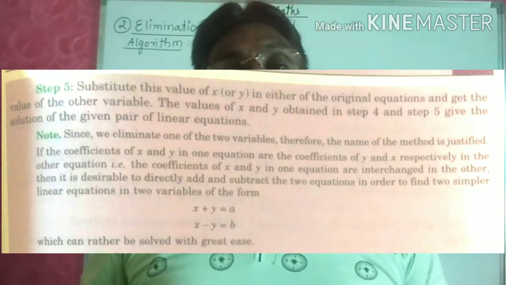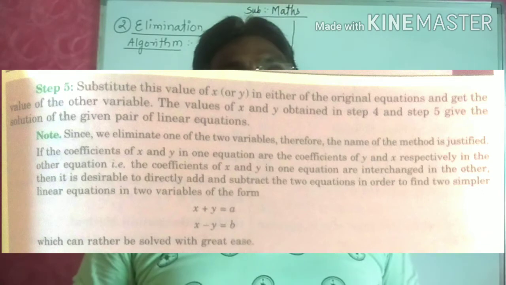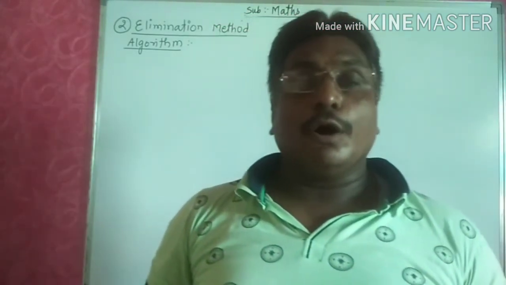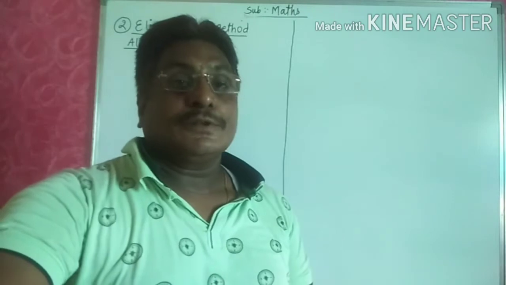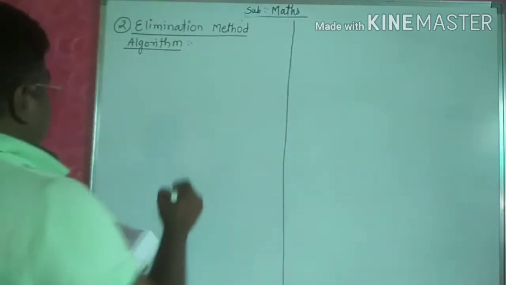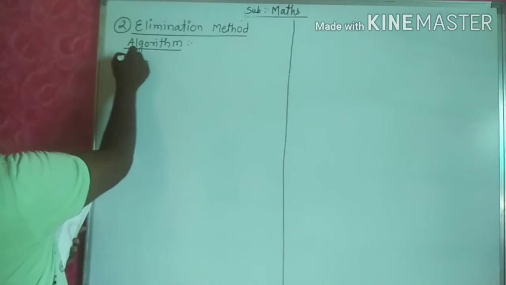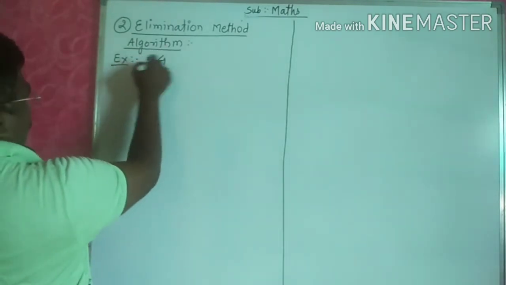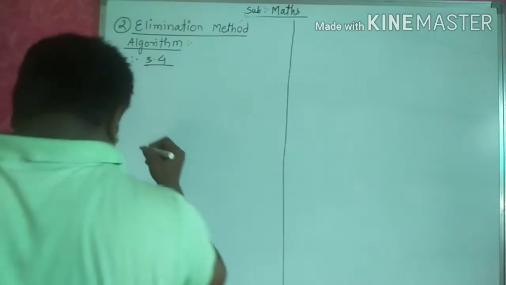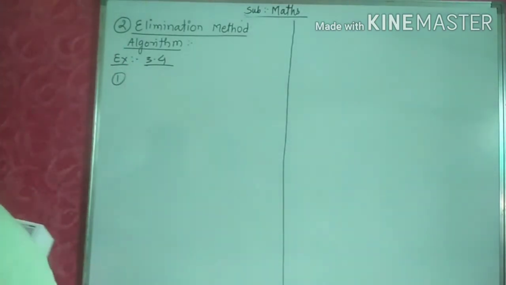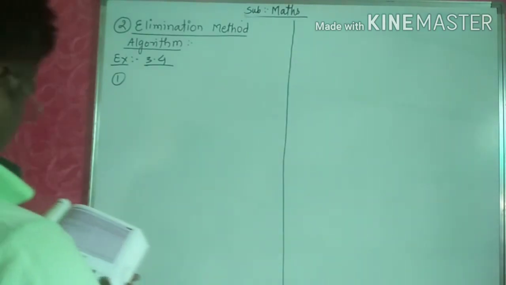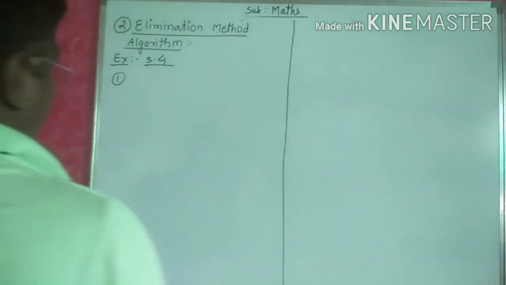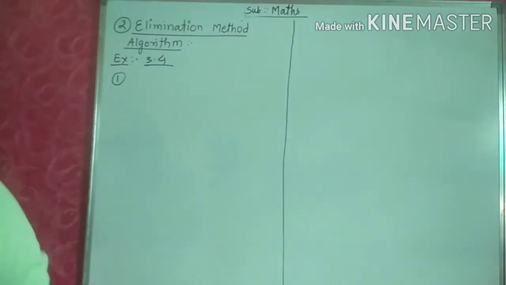Understood, students? That is the algorithm, and with that algorithm we have to solve. We will go to an example to understand this. We will take example 1, exercise 3.4. First question: solve the following pair of linear equations by the elimination method and substitution method. I already explained the substitution method, so now I am going to explain this elimination method.